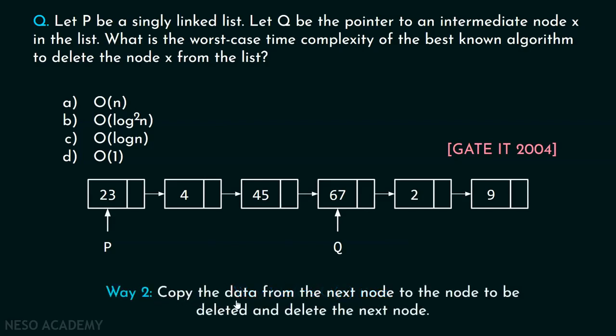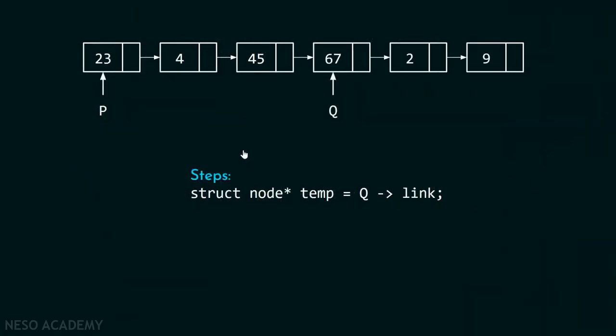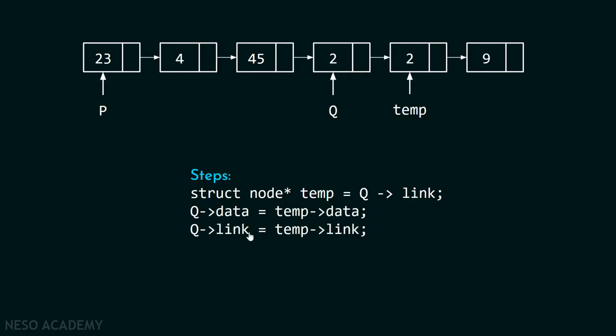Way 2 could be: copy the data from the next node to the node to be deleted and delete the next node. And let me tell you that way 2 takes order of 1 time. So D is the correct option, let me tell you. And why? Let's see. According to way 2, I will keep another pointer, temp, which will point to this particular node. And then I simply put this data over here. That is, I will replace this 67 by 2 using this line of code. And after this, I will update the link part of this node so that this node will point to this particular node, that is the last node of this singly linked list.